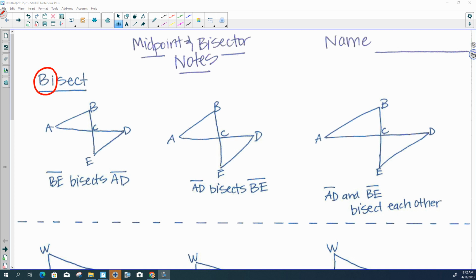Like right down the middle, right? So if you don't remember what bisect means, it cuts something into two equal parts. Please write that down.